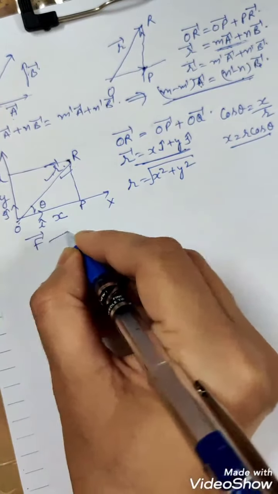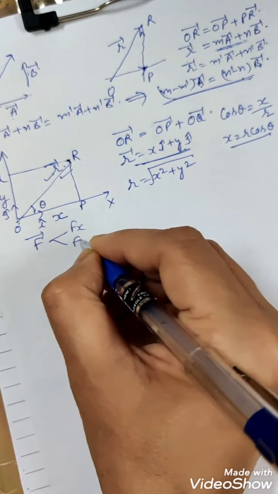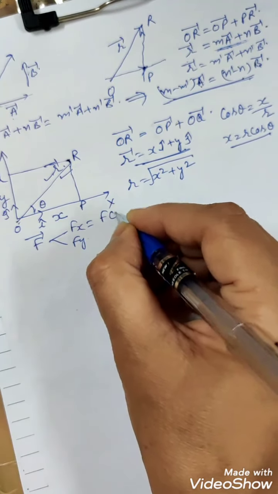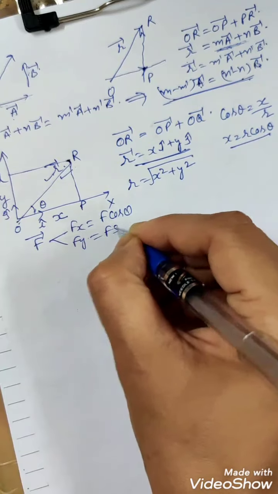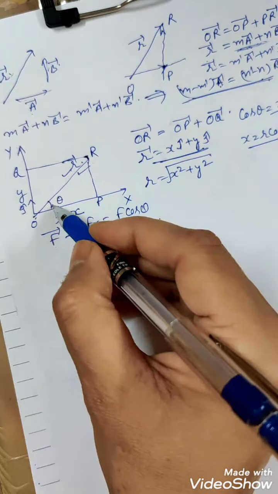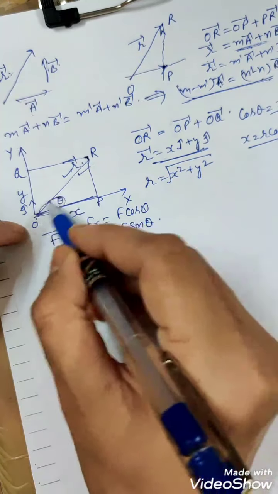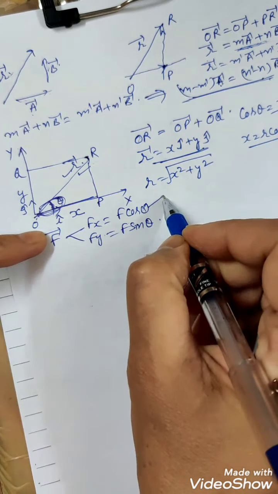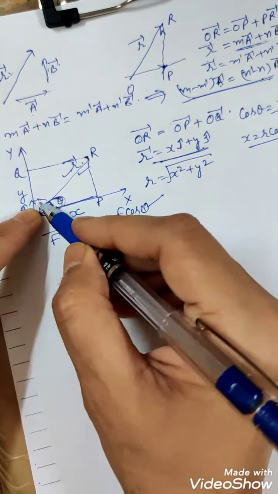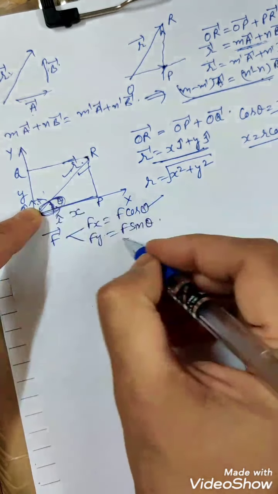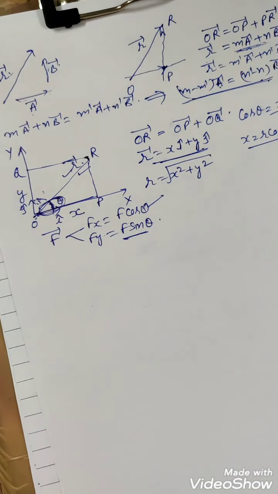Let's say we have a force vector. It has two components, Fx and Fy. This is F cos theta, and this is F sin theta. If the direction angle is measured along the x-axis, then along that angle the component is cos theta, and opposite to this, because this angle is 90 minus theta, it becomes sin theta. These are called the rectangular components of the vector.